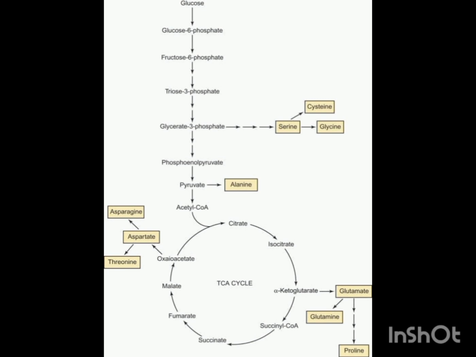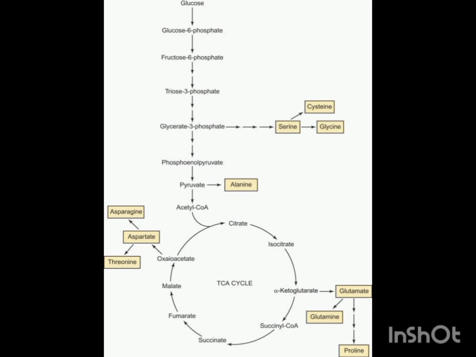The citrate gets converted into isocitrate. The isocitrate gets converted into alpha ketoglutarate. The alpha ketoglutarate gives us an amino acid called glutamate, which gives further two amino acids called glutamine and proline. The alpha ketoglutarate gets converted into succinyl coenzyme A, then to succinate, then to fumarate, then malate, and ends up with oxaloacetate. The oxaloacetate gives an amino acid called aspartate, which further gives two amino acids called asparagine and threonine.